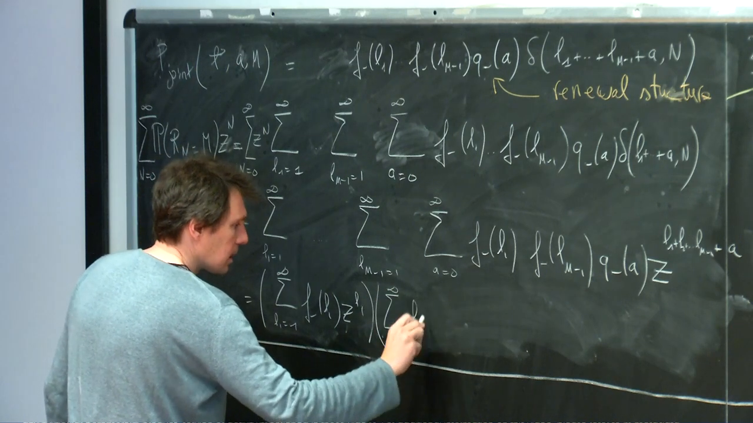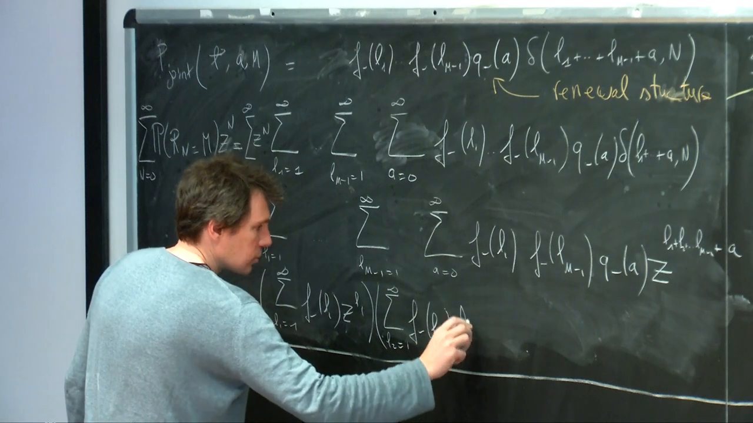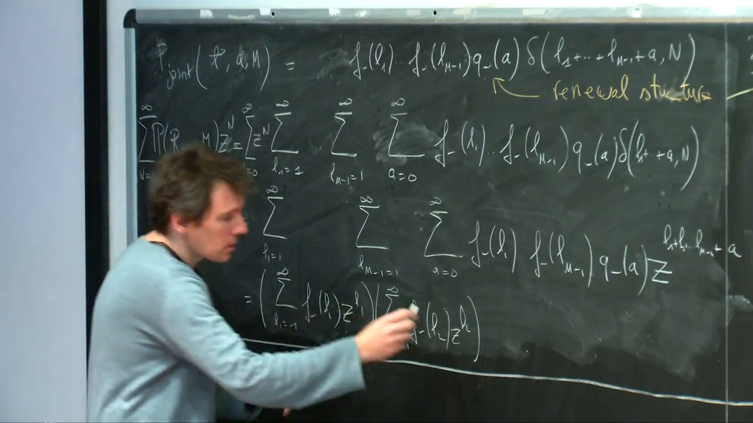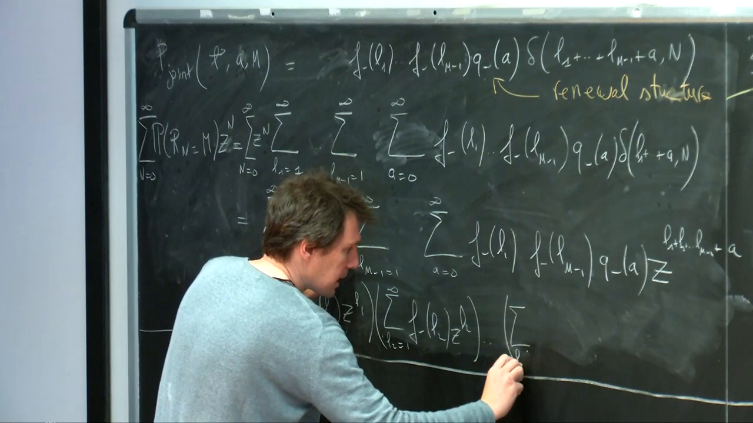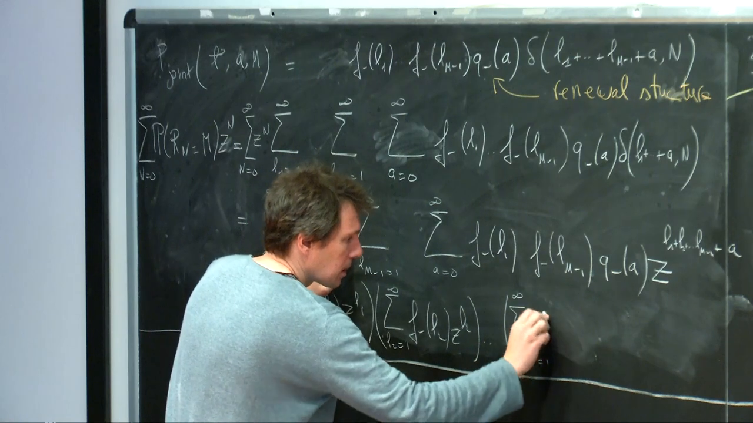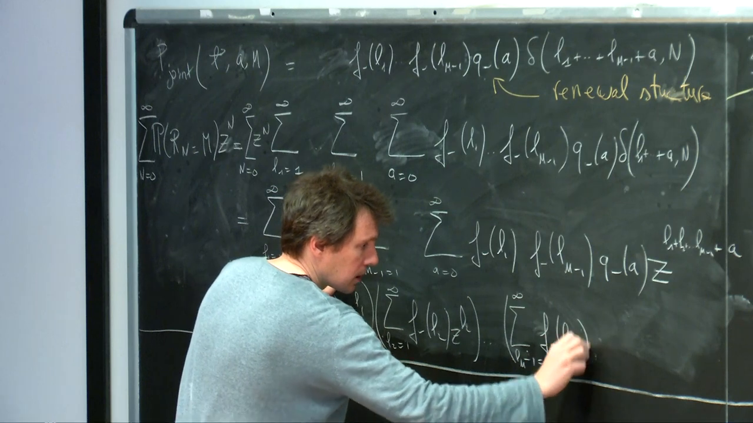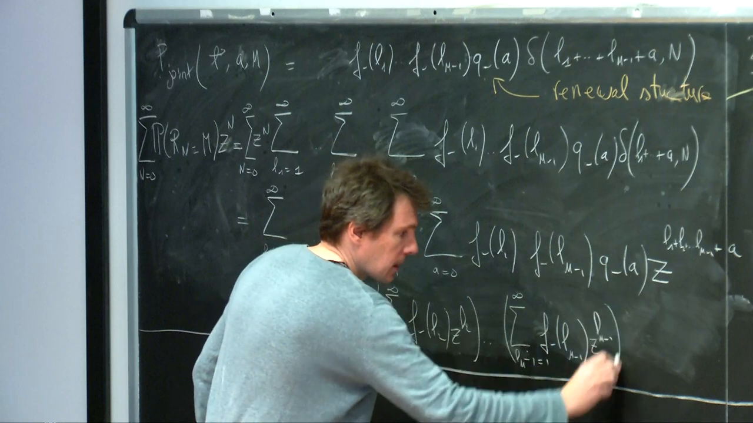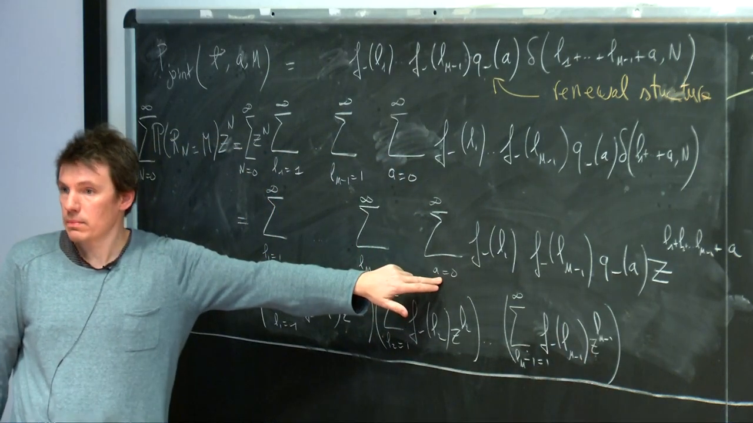To infinity, F minus L2, Z to L2. You agree? And the same for this Lm minus 1, which goes from 1 to infinity of Lm minus 1 Z to the L index minus 1. I'm almost done. I still have one guy, which is the sum over A.